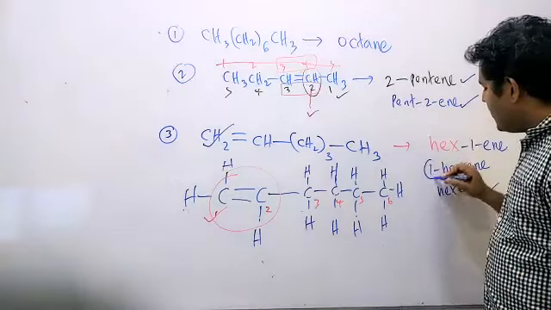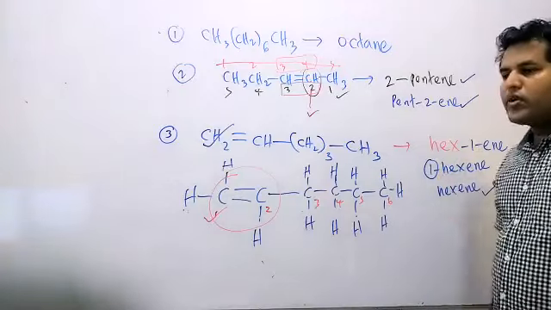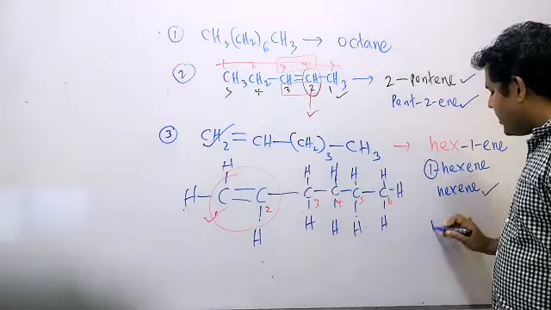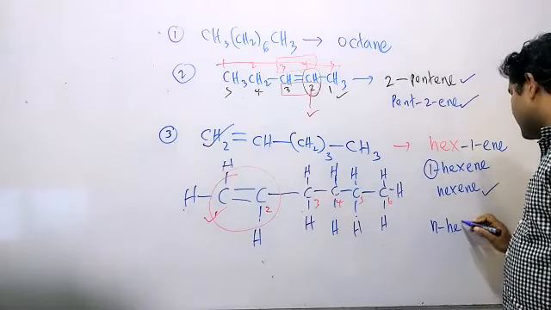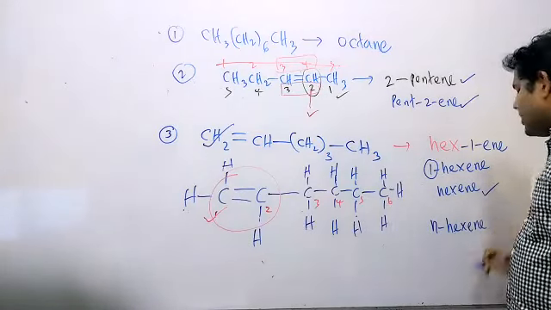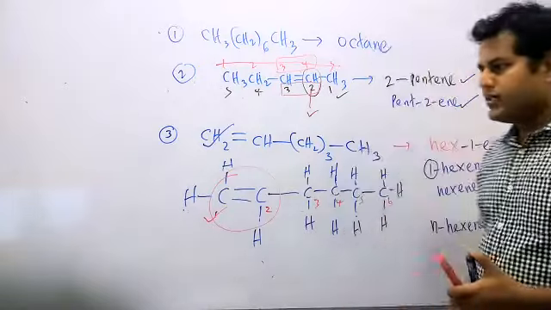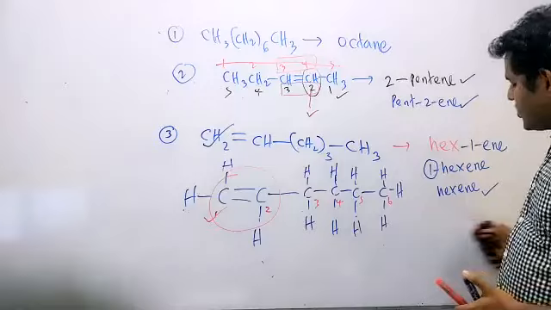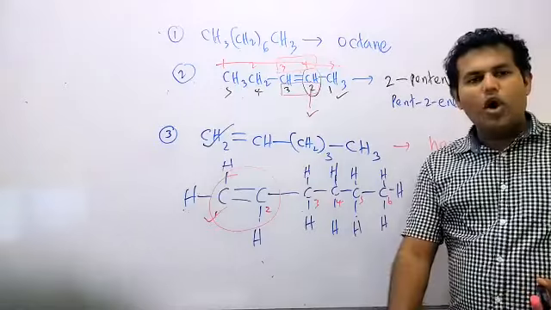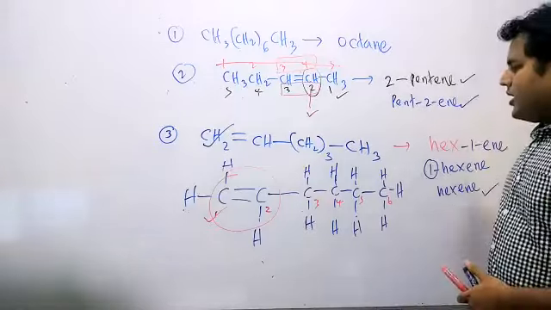When there's 1, sometimes we don't write it. In general, we write this one as n-hexene. n-hexene means normal hexene. But this is general, empirical nomenclature. No need to follow this, just you have to know it. n means normal.